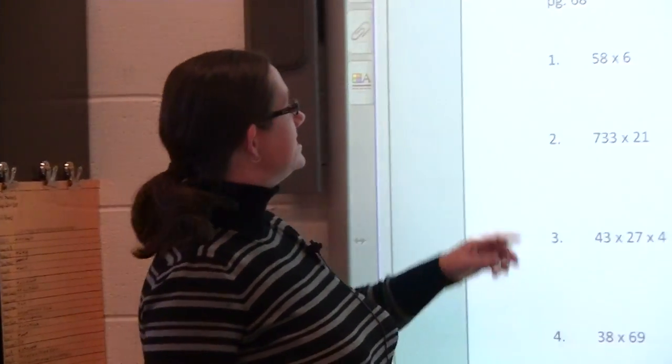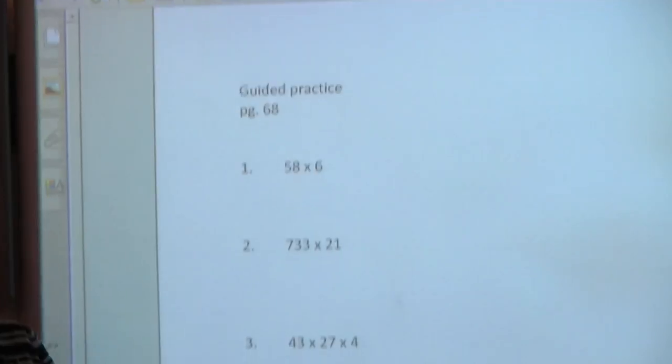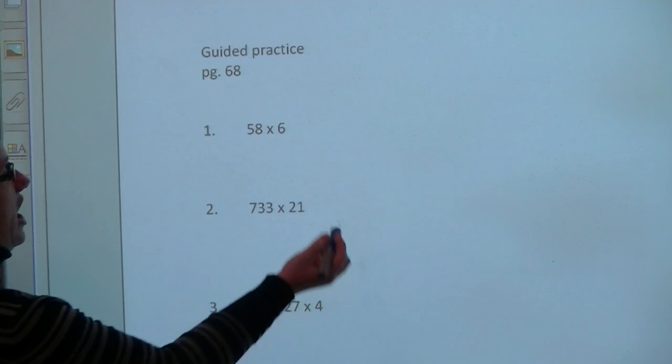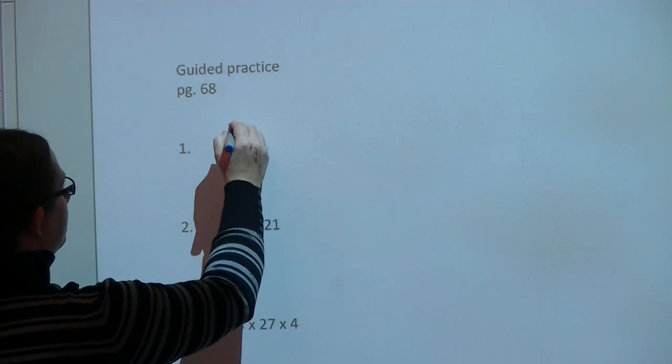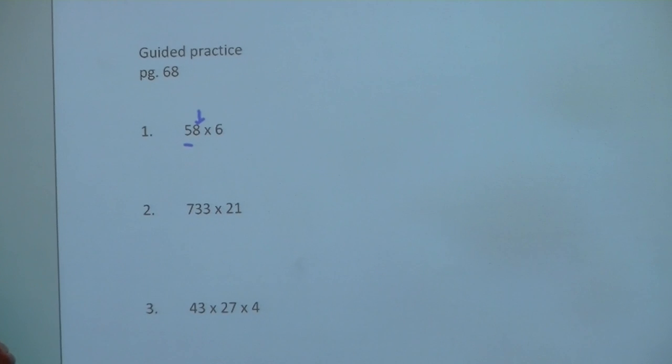Okay, now guided practice here. Number 1, we have 58 times 6. They want us to use rounding. So use our normal rounding steps. We underline our 5. The 8 gets the arrow.